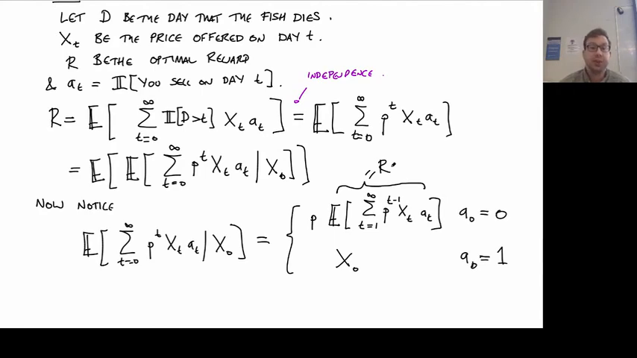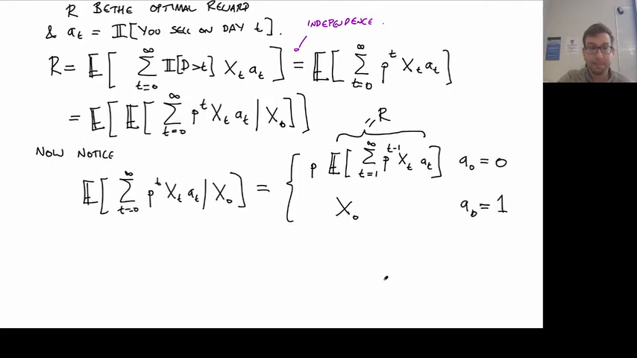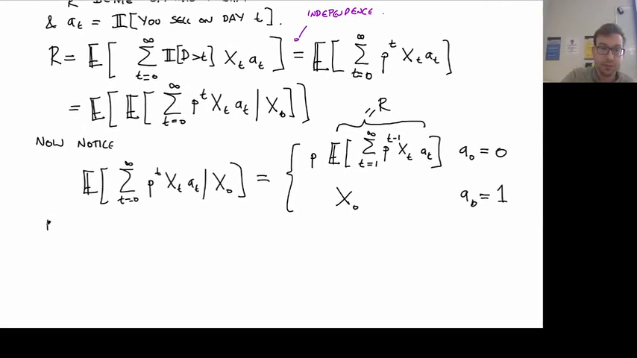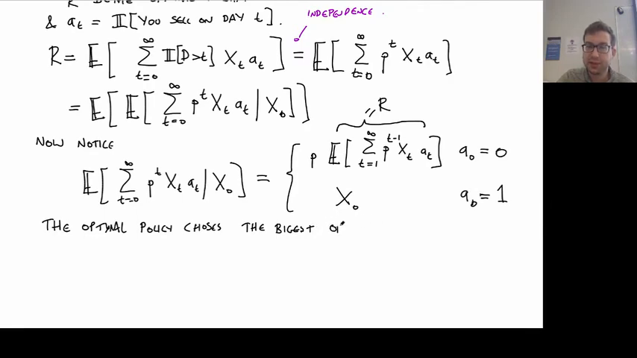So then the question comes, which should I choose? Should I choose to accept the offer x0 and get x0, or not accept the offer and then get p times R? Okay, so what would you do under the optimal policy? You're trying to maximize rewards, so you choose probably the bigger of the two. Okay, so you just go like, I'm going to choose whichever's bigger. That's going to be the best decision. So the optimal policy choice is to choose the biggest of p times R and x0. Okay?